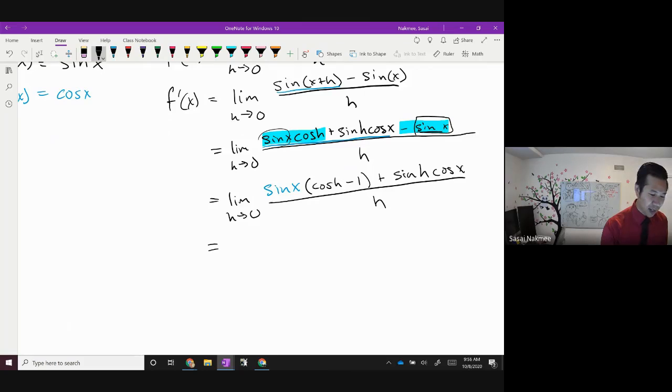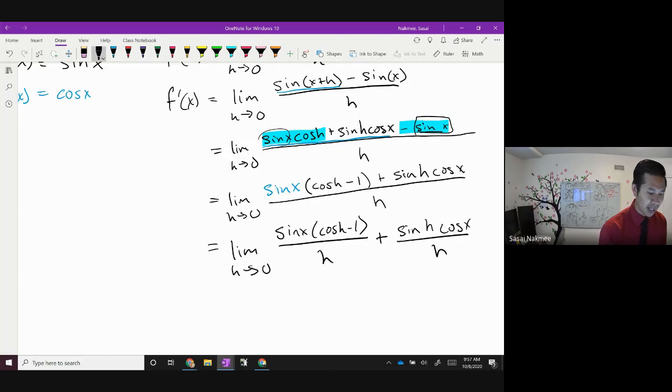So check this out. If you look at this, this is one fraction right here, one fraction with a common denominator of h. I can split this up into two fractions. I can take this right here and rewrite this as one single fraction itself, sine of x times cosine of h minus 1 divided by h, plus sine of x, sine of h cosine of x divided by h.